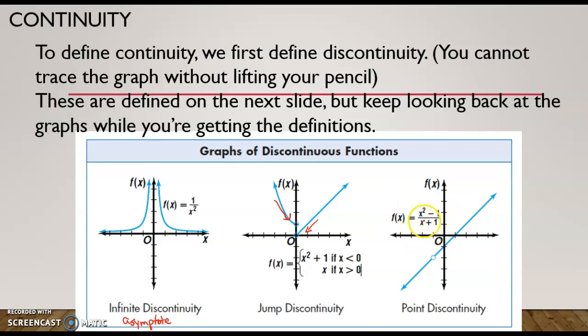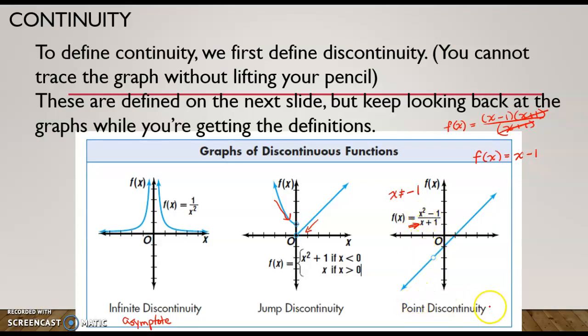Point discontinuity, right here, is when you have a rational function, and what happens is this x squared minus 1 can actually be factored into x minus 1 times x plus 1, over the x plus 1. So these x plus 1's match up and can be canceled out, and so you end up with just a basic little x minus 1 line. The problem is the original function was a rational function. That domain restriction is still there. X cannot equal -1 because it would make the original function undefined.